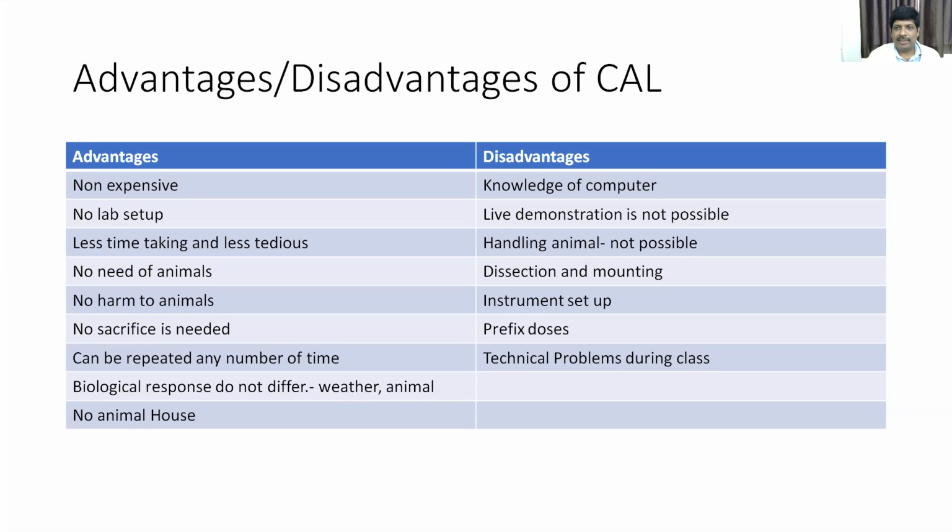What are the disadvantages? You should have the knowledge of a computer. Okay, what to do next. Though the system shows you what to do next, you should have the basic knowledge of the computer system. Live demonstration is not possible, as I told. This is all computer programmed, so live handling of the animal is not possible.